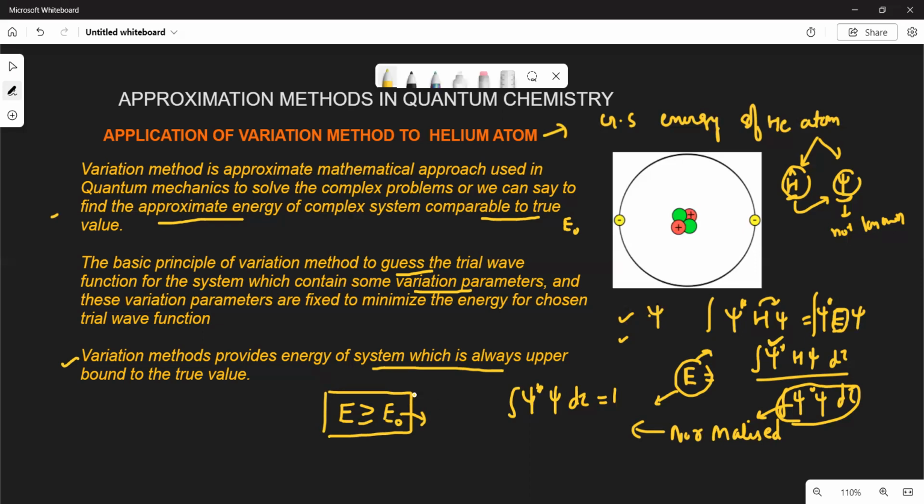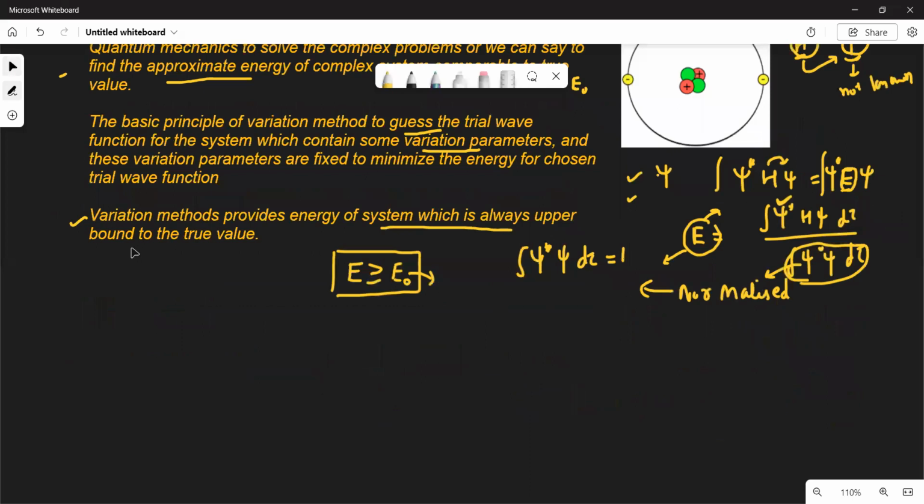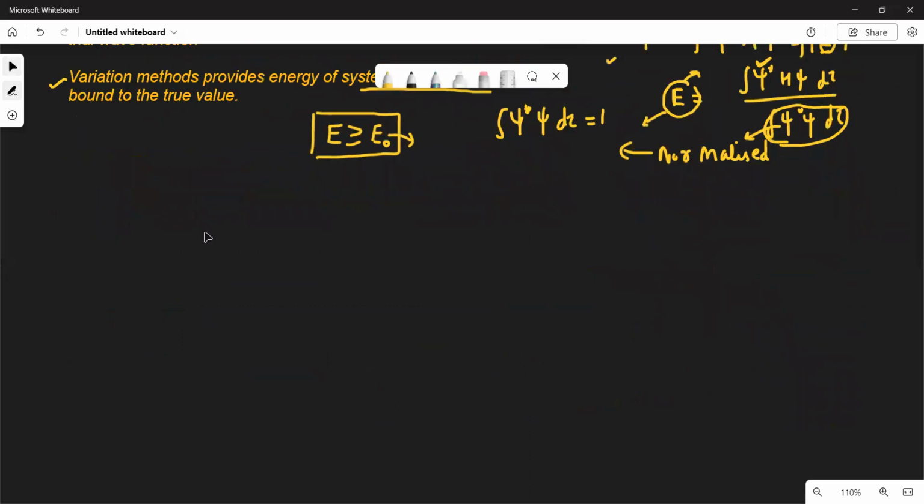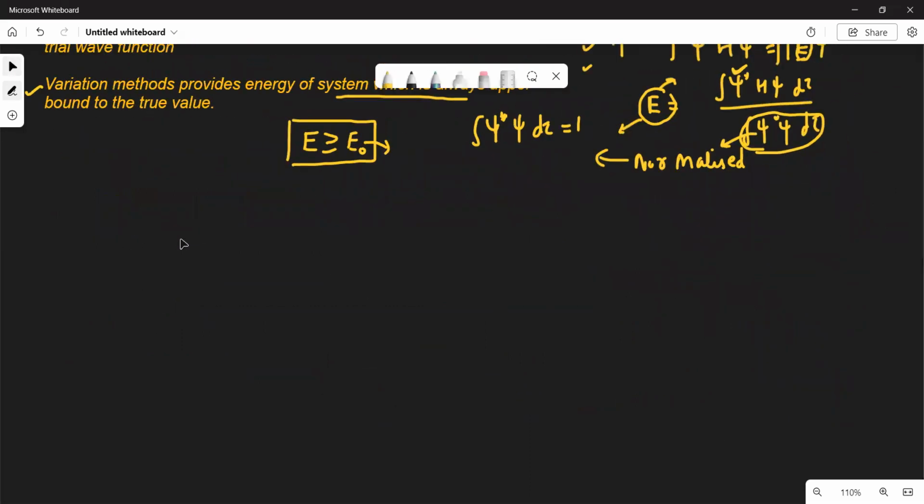Okay, so why are we using this approximate method? I hope this is already clear to you, because we know the helium atom is a multi-electron system. So for a multi-electron system, we cannot apply the Schrodinger wave equation. The Schrodinger wave equation is applicable for the hydrogen atom, for the particle in a one-dimensional, two-dimensional, and three-dimensional box, and for the rigid rotor, for the simple harmonic oscillator.